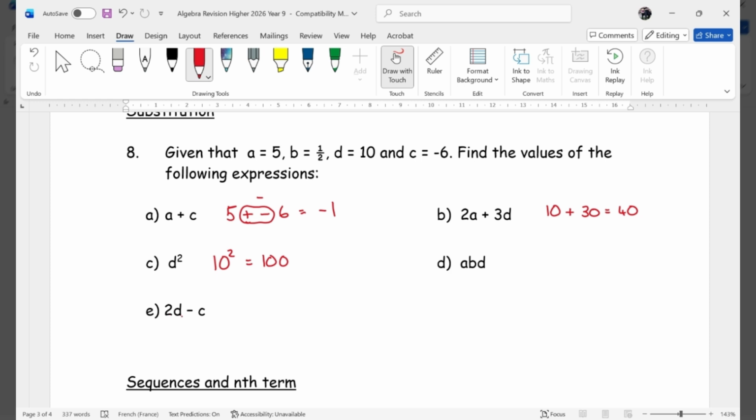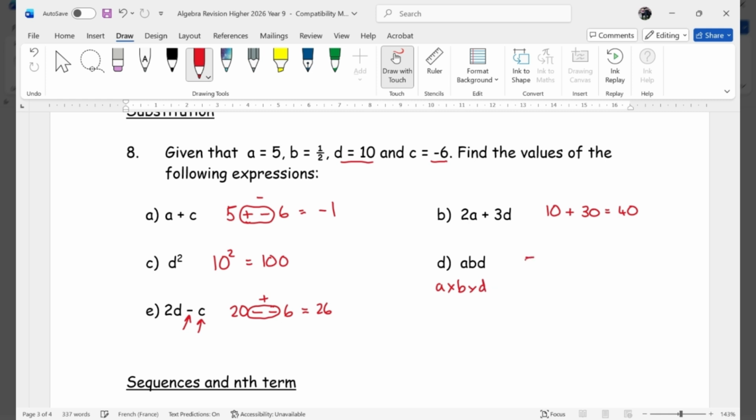2 lots of D, which is 20, minus C, which is minus 6. Here, I've done 2 Ds, which is 20, but I'm taking away something that is negative. I'm taking away a negative number now, whereas just now we added a minus and it became a minus. If we take away a minus, those 2 minuses will become a plus. So that's 26. And ABD literally means A times B times D.